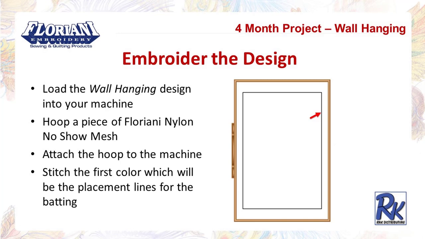So now we're going to start embroidering the design. So the first thing you want to do is load the wall hanging design that you put on your stick into your machine. Hoop up a piece of Floriani nylon no-show mesh, get it nice and tight, attach the hoop to the machine, and stitch out the first color, which will become the placement line for our batting.